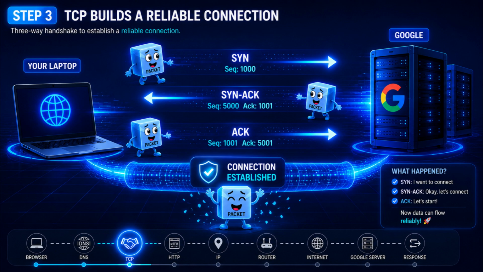First, your computer sends a SYN packet. This means, "I would like to communicate." Google replies with a SYN ACK packet: "I received your request and I am ready." Finally, your computer sends an ACK packet: "Perfect. Let's begin." Now, a reliable connection exists between both devices. Your browser creates an HTTP or HTTPS request asking for Google's homepage. Now it's time to send that request.